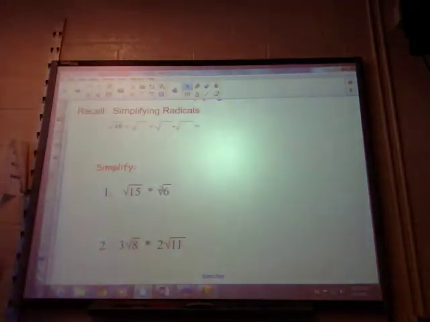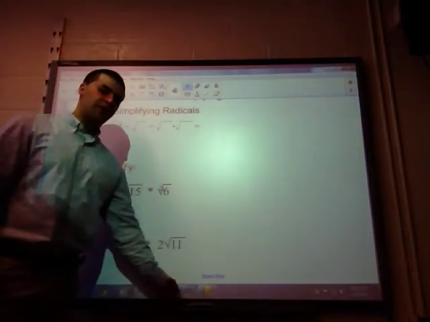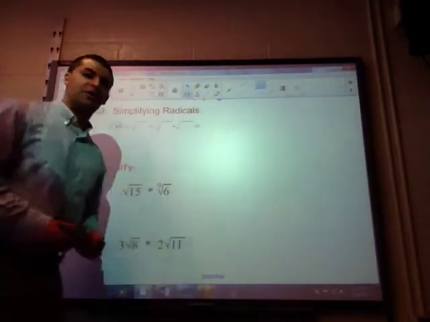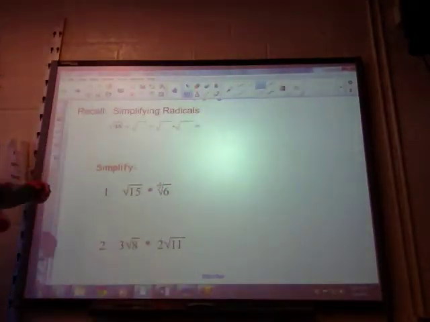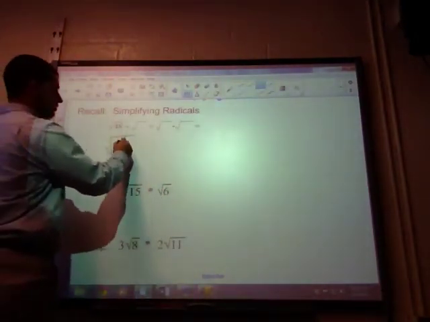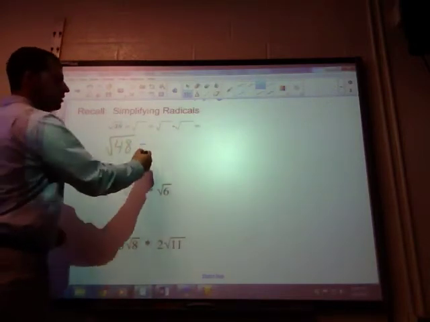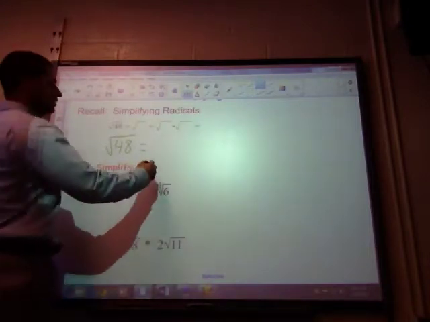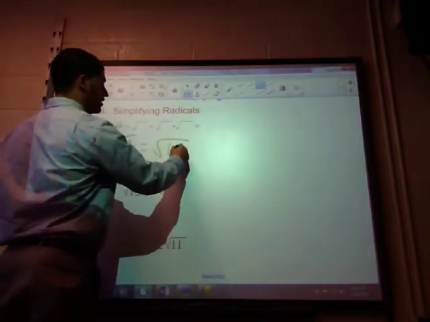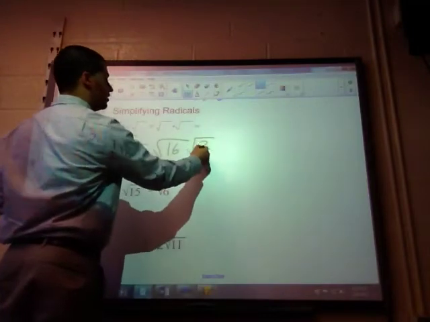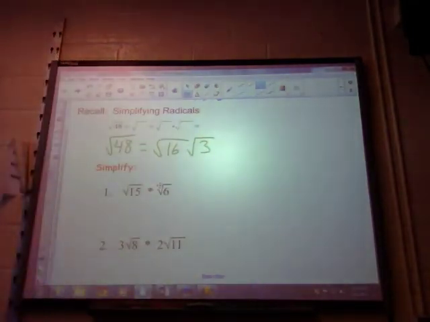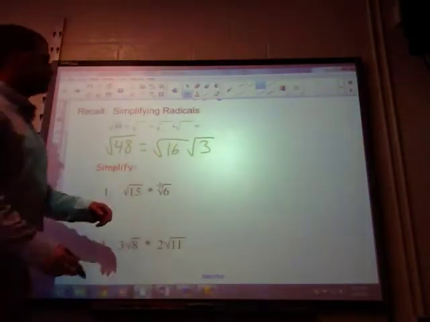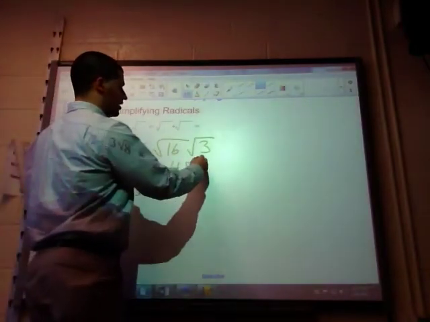Hey everyone, here's a quick video on multiplying radicals. So we've already dealt with simplifying radicals. Like when you have radical 48, I'll rewrite this so that you can all see it at home a little bit bigger. Okay, so you have radical 48, you look for the biggest perfect square that goes into it, and that would be 16, and what's left over is 3. So we're used to that, right? Now we have to understand that this can simplify to 4 radical 3.